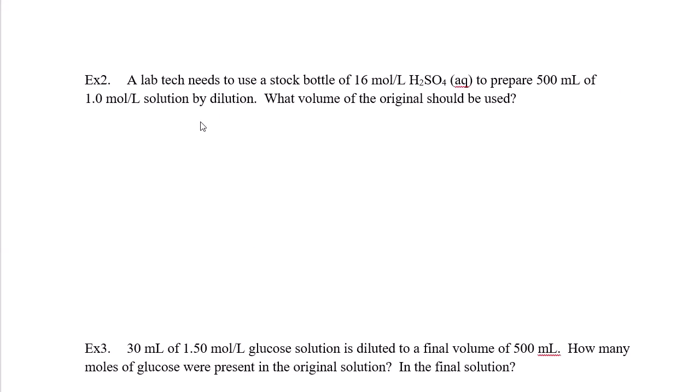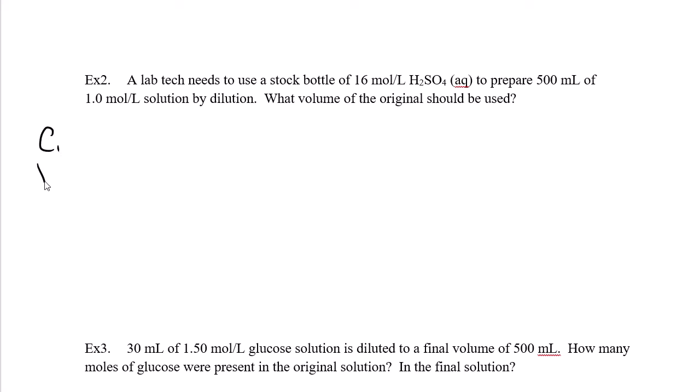Let's try another example. A lab technician needs to use a stock bottle of 16 mole per liter sulfuric acid to prepare 500 milliliters of 1 mole per liter solution by dilution. What volume of the original should be used? This is probably the most common way that you would actually use this formula if you're a chemist. You often need to do this. Take a more concentrated solution. You want to make a certain volume of less concentrated solution, and then figure out how much you have to take of the original stuff.